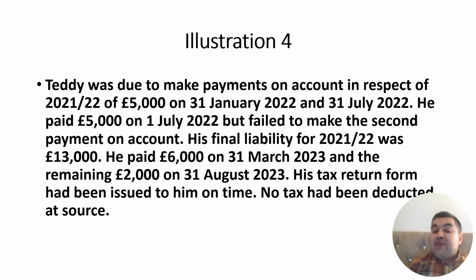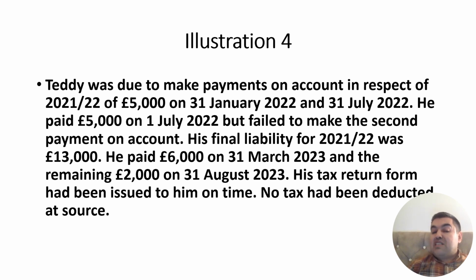Here's another example. Teddy was due to make a payment on account in respect. Remember, we say no payment, no penalty for the late payment in respect of payment on account. It only accrues on the original amount. So on 31st of January and 31st of July, he paid 5,000 on 1st of July 2022, but failed to make the second payment on account. His final liability for 2021-22 was 13,000. He paid 6,000 on 31st of March 2023 and the remaining 2,000 on 31st of August 2023.